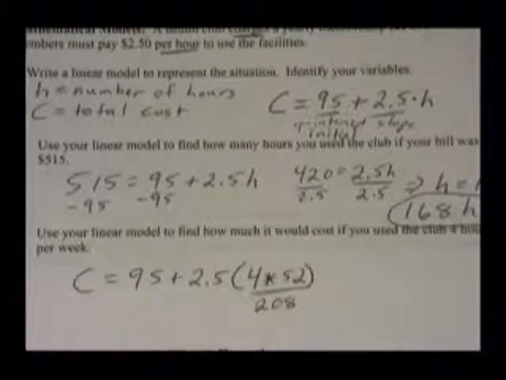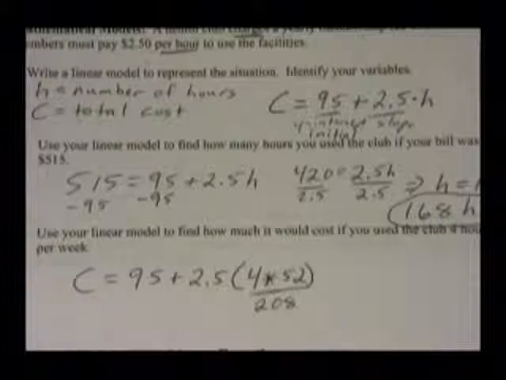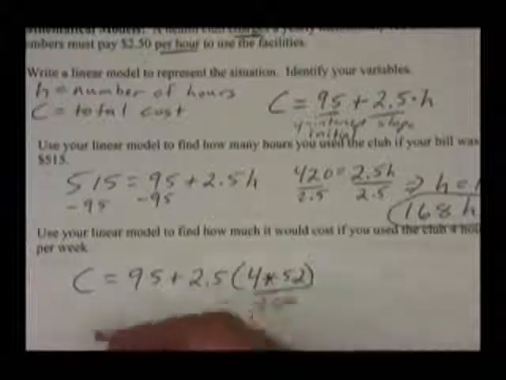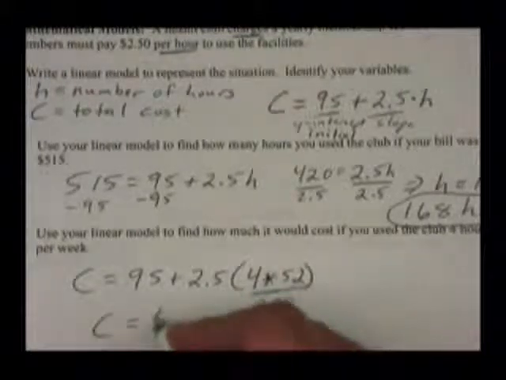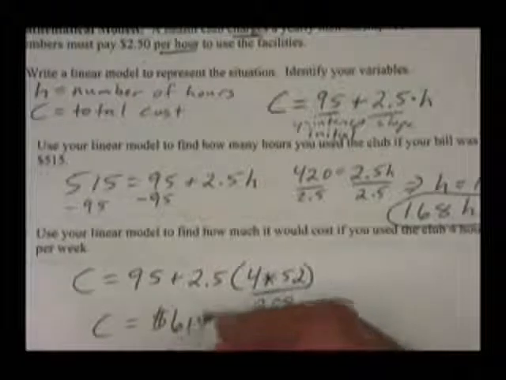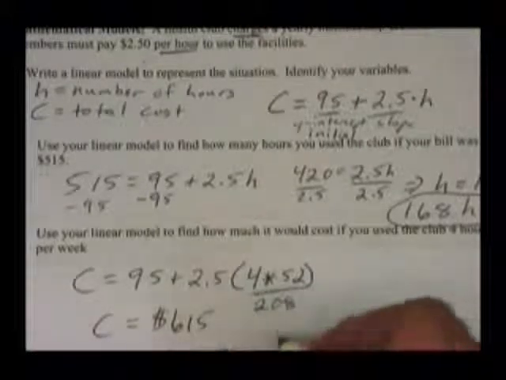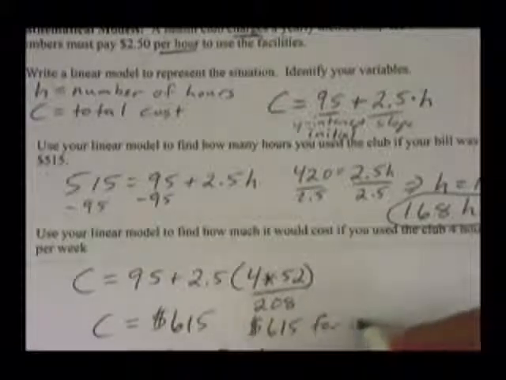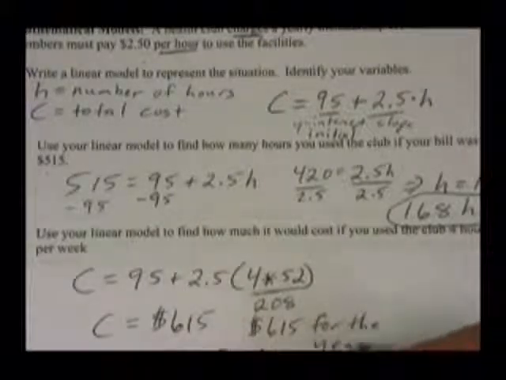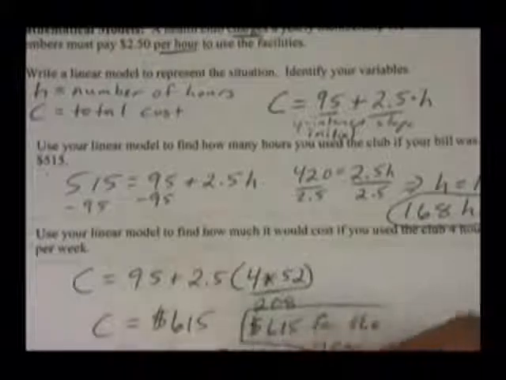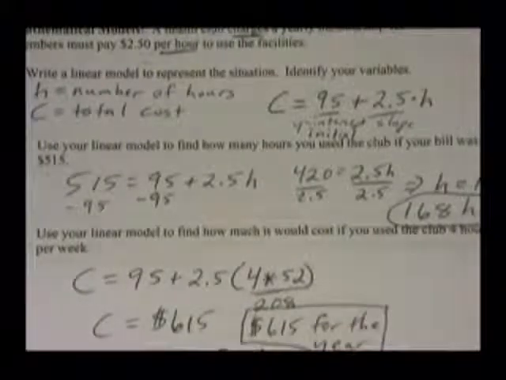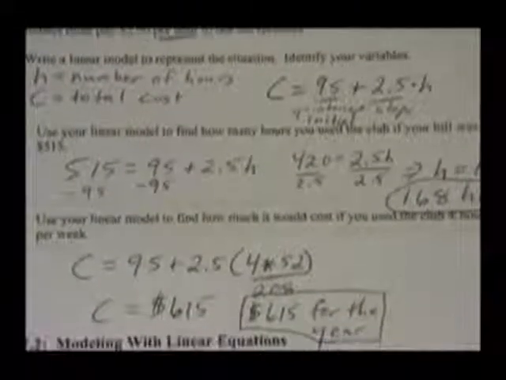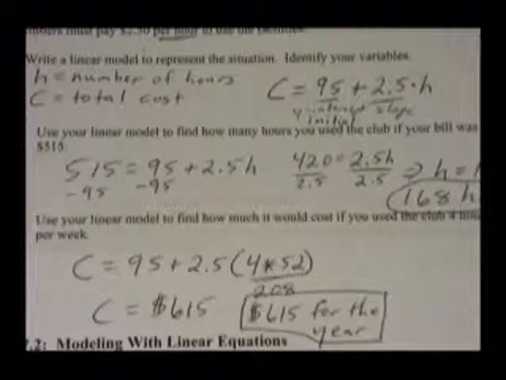So 208 times 2.5 is 520, plus 95, gives us a total cost of $615. So $615 for the year. Okay? And that is the section on linear equations.